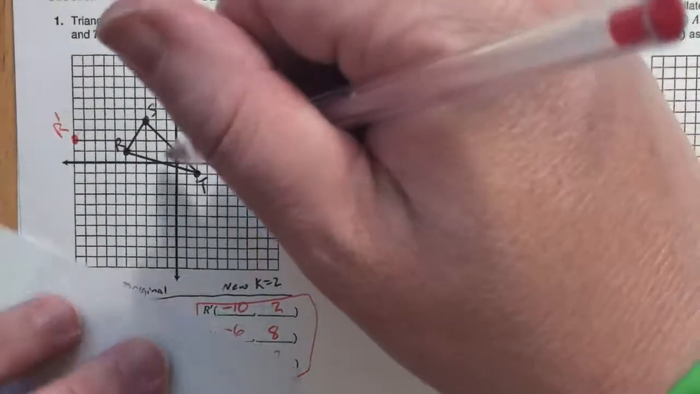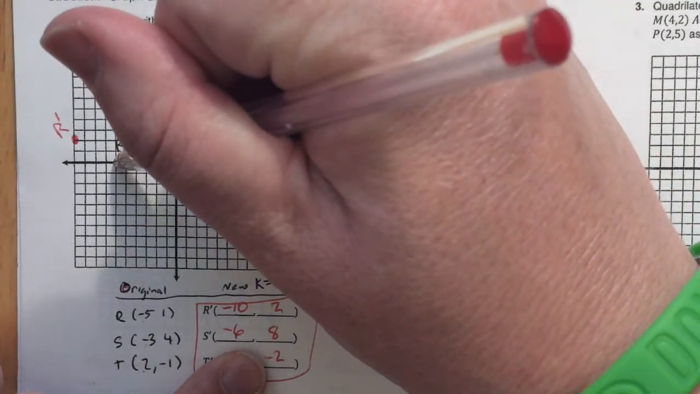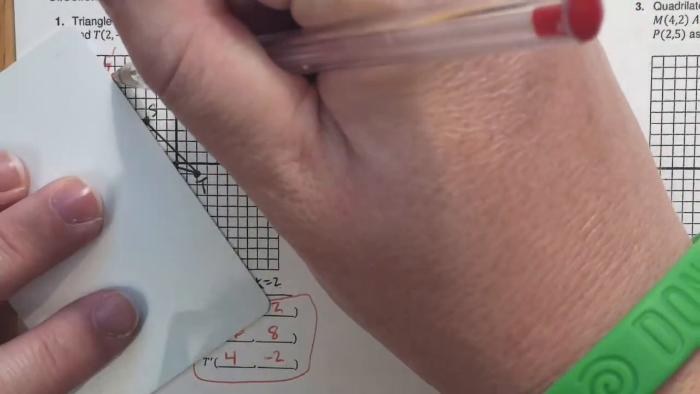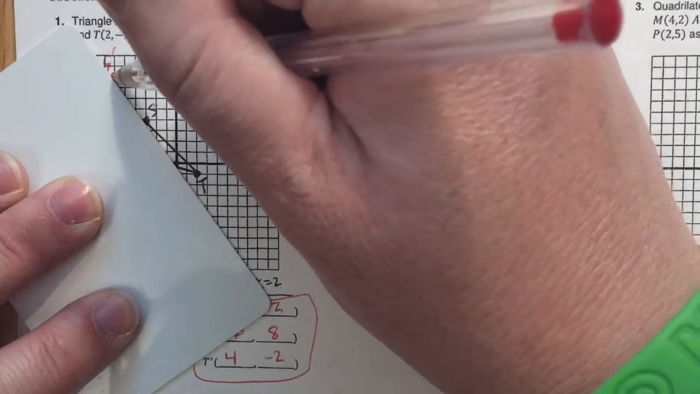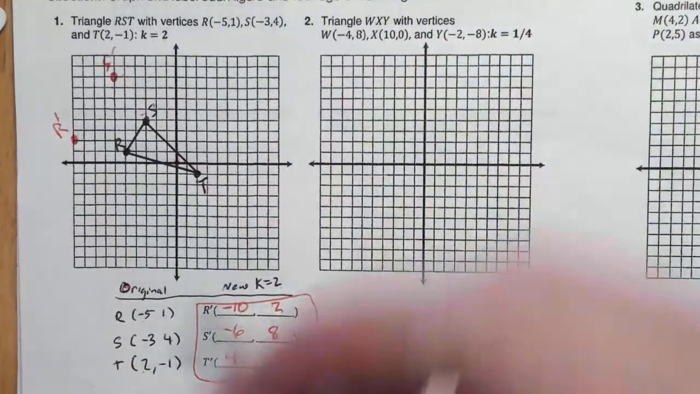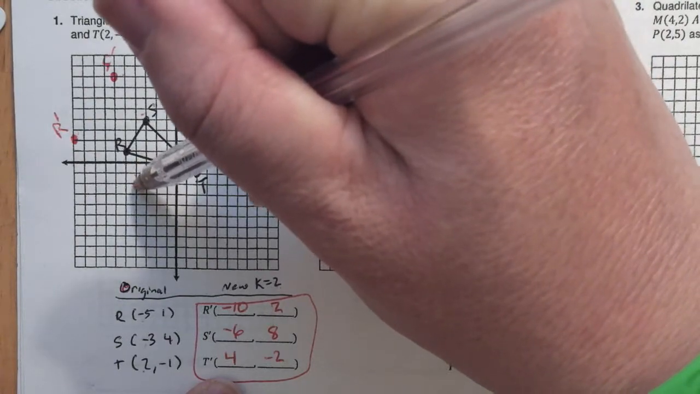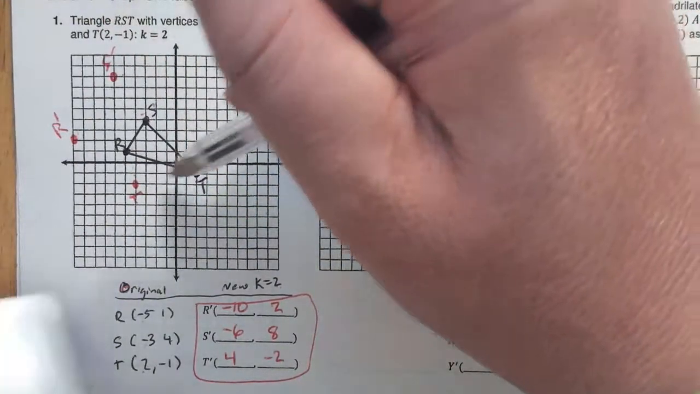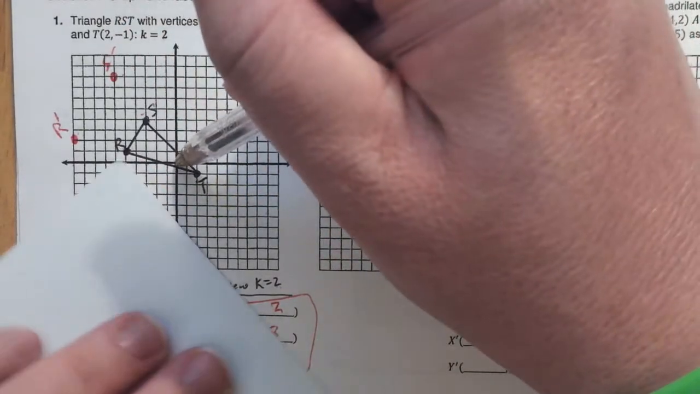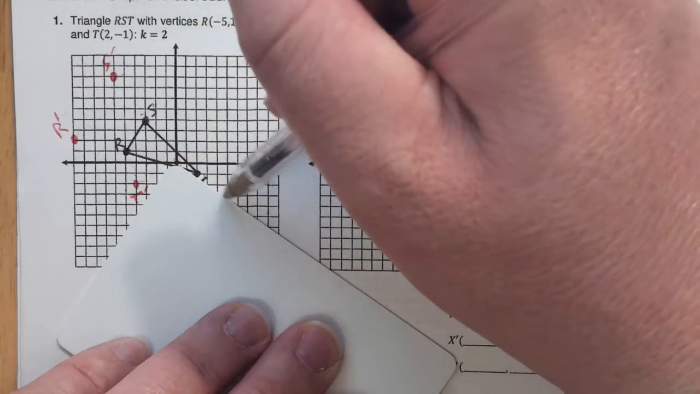Notice that. Okay, and then S. Our new S prime was (-6, 8). And notice that all 3 of those, S prime, S, and your 0, 0 are all on the same line. If they're not, something's wrong. All right, T prime, 4, -2. Now let's see. Your 0, 0, your T, and your T prime. Uh-oh, look at that. All 3 of those are not on the same line.